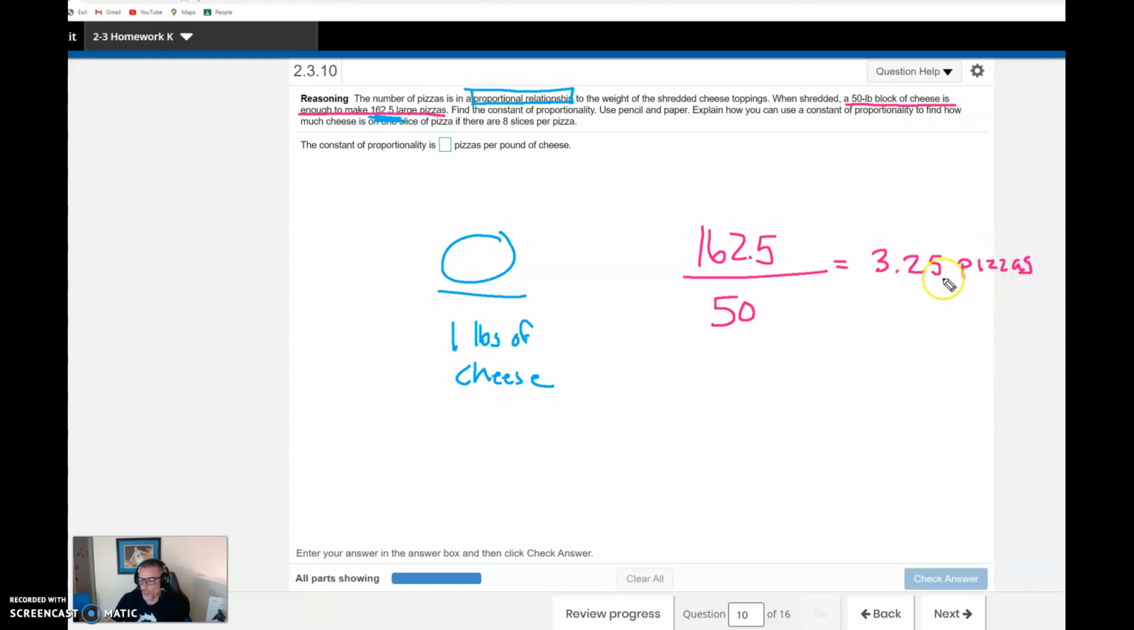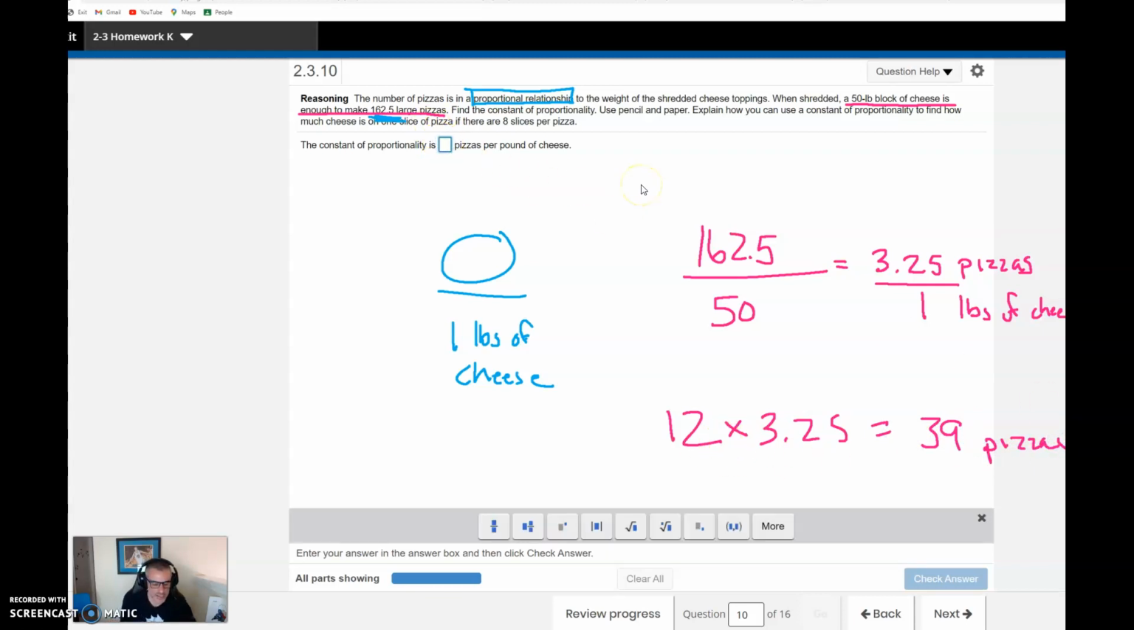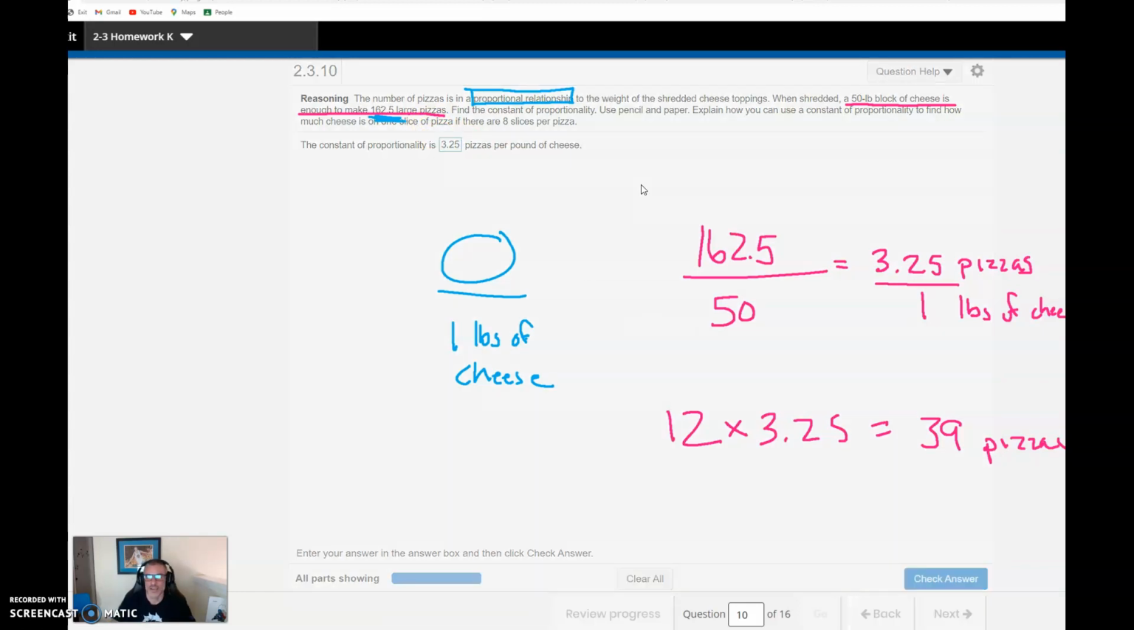Now you can put a 1 underneath any number, so it's just per 1 pound of cheese. So the constant of proportionality is 3.25. So if I said, okay, you have 12 pounds of cheese, how many pizzas can you make? Well, you would take 12 and multiply it by 3.25. I could make 39 pizzas with 12 pounds of cheese. So my constant of proportionality in this case is 3.25. Got it.